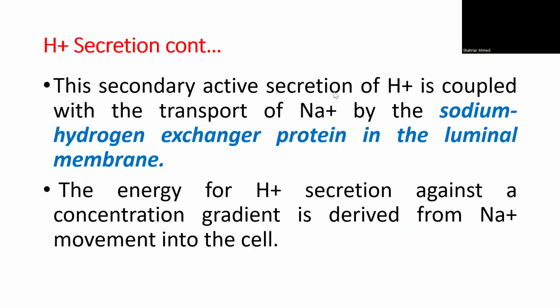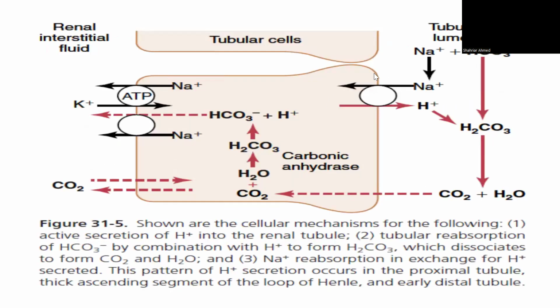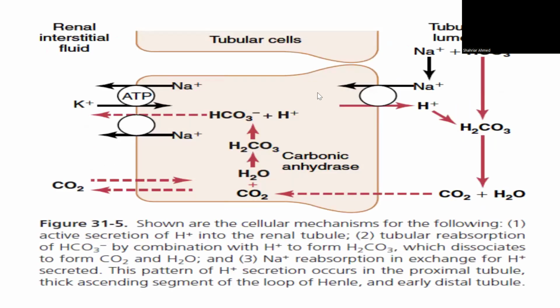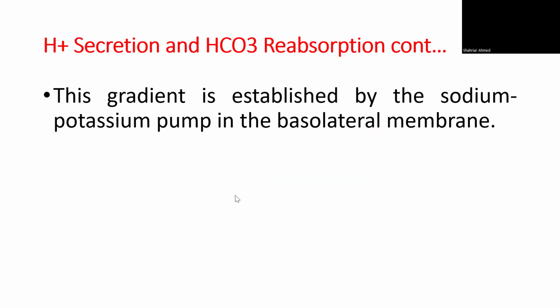This secondary active secretion of hydrogen ion is coupled with the transport of sodium by the sodium-hydrogen exchanger protein in the luminal membrane. This is the luminal membrane. This is the basolateral membrane. The energy for hydrogen ion secretion against a concentration gradient is derived from sodium movement into the cell. That is, sodium enters the cell, and hydrogen ion gets out. This gradient is established by the sodium-potassium pump on the lateral membrane.